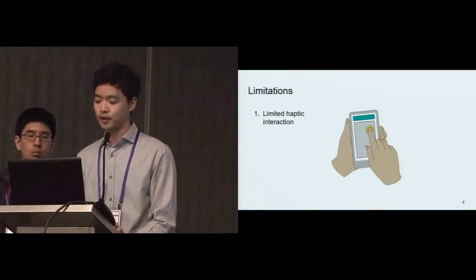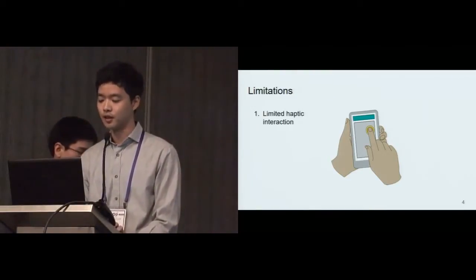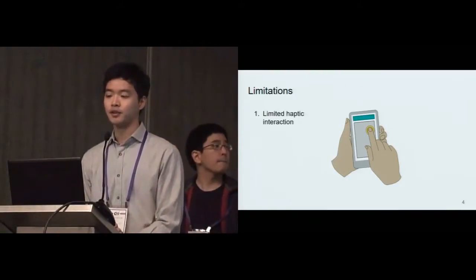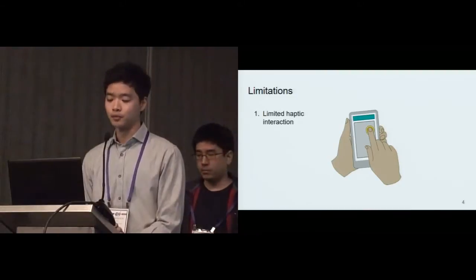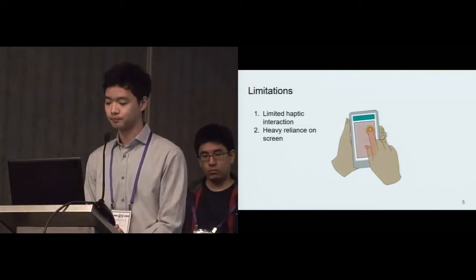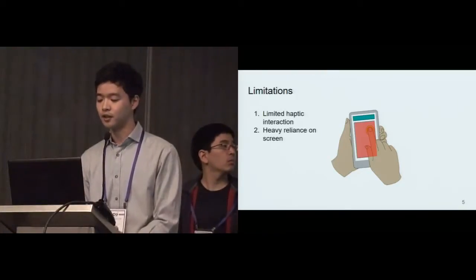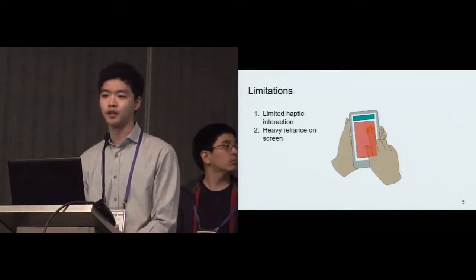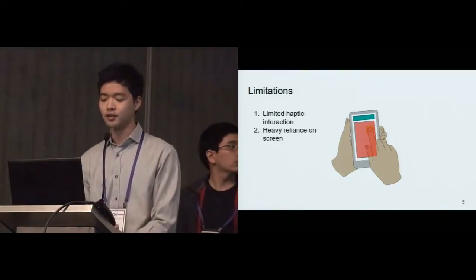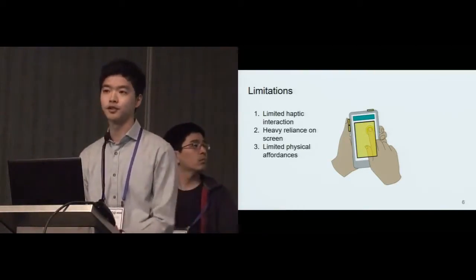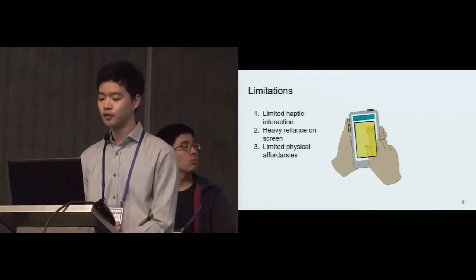With this type of interaction, there are several issues that arise. First, while the screen is filled with rich variety of information, the haptic interaction is very limited. It's mostly just vibration. Second, most of the content and interaction relies heavily on the screen. Thus, in circumstances where the screen is not available, such as when it's in your pocket, the interaction is limited. Third, current mobiles have limited physical affordances. They only include the touch screen and few buttons on the side.